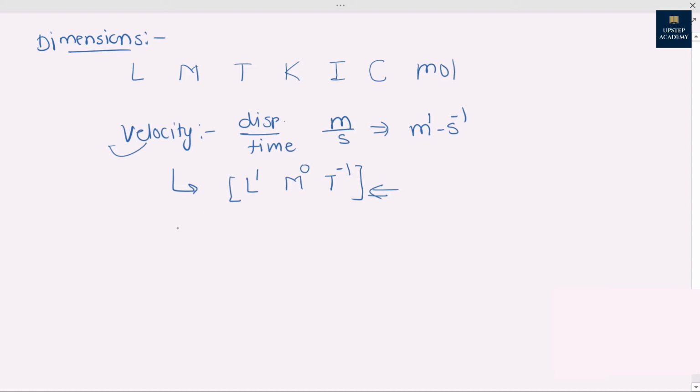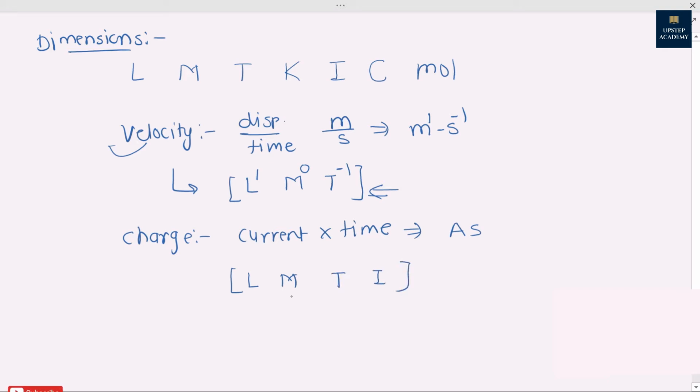One more example I will show you. What is charge? Charge is equal to current into time. Unit of charge will be ampere second. So what will be the dimensions? L, M, T and I. These 4 quantities will be present. Let me tell you why we are going to take I. As we can see, besides L, M and T, only current quantity is present in the formula. That is why we are going to take I.